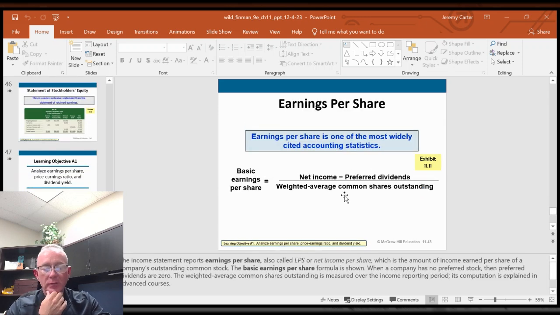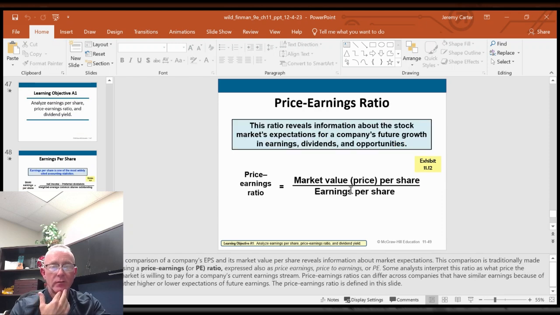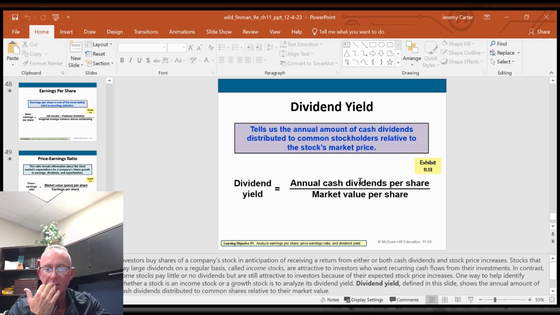These are these two ratios. Again, y'all will have these on your notes. Earnings per share, basic earnings per share, net income minus the dividends, over weighted average common shares. It's weighted. All right, how many shares per day? It's not just an average. You have to weight it out when we do our calculations here on the homework. Market value, price per earnings, market value price per share over the earnings per share, dividend yield.